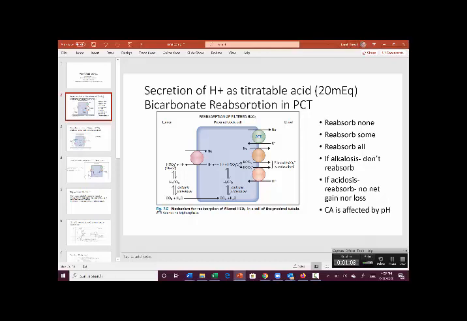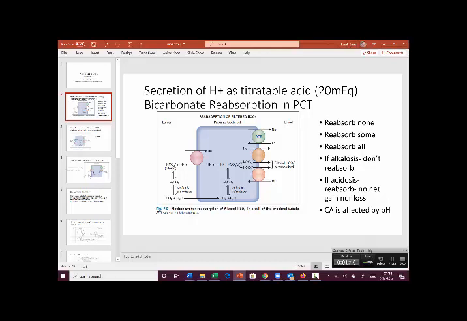or respiratory disorders was this idea of compensation happening in the PCT, proximal convoluted tubule, or late distal convoluted tubule. And in the lecture, I was talking about the idea of reabsorbing bicarbonate. And what you should also know is if we're reabsorbing bicarbonate, somehow we have to secrete a hydrogen ion. At least that's what I'm talking about right now, secretion of hydrogen as a titratable acid.